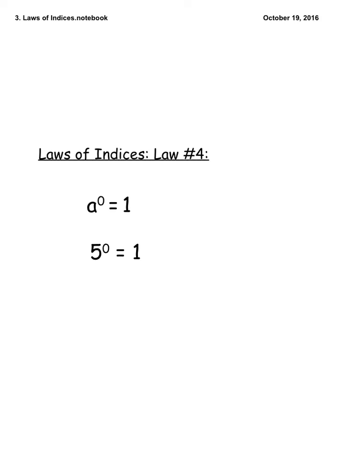And your fourth law of indices is that anything to the power of 0 is equal to 1. So we have an a to the power of 0 is equal to 1, we have a 5 to the power of 0 is equal to 1. We could take any number, put it to the power of 0, and it would be 1 as our final answer.